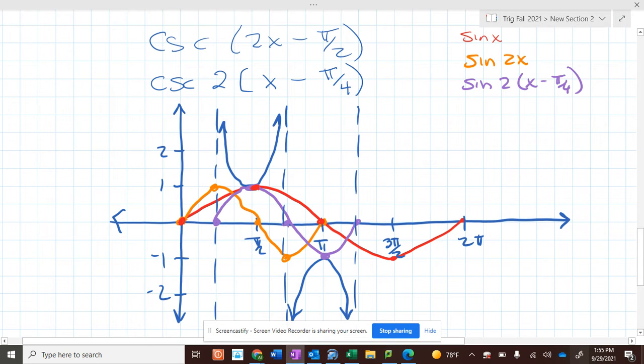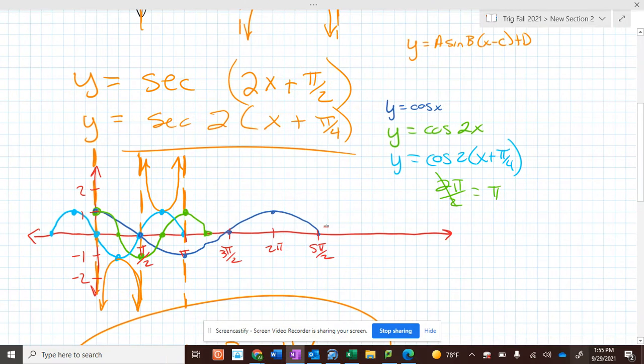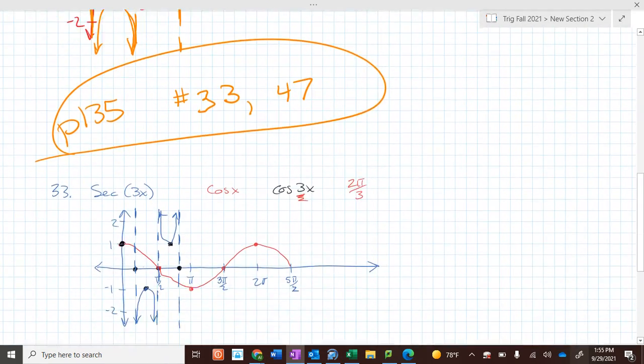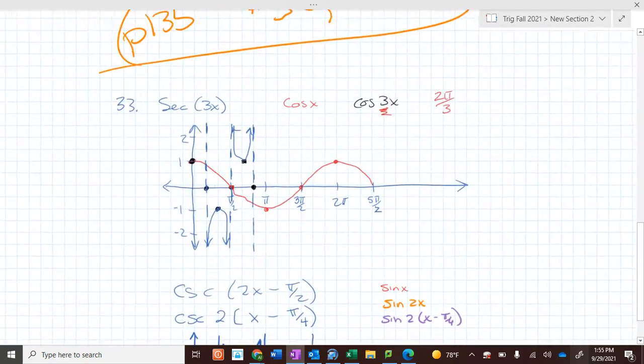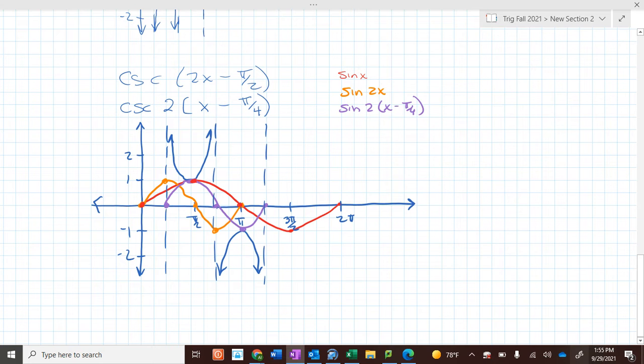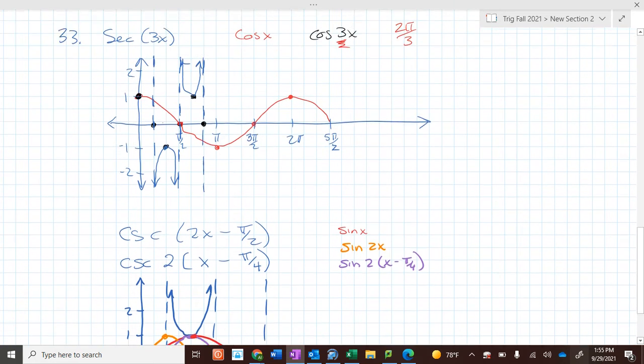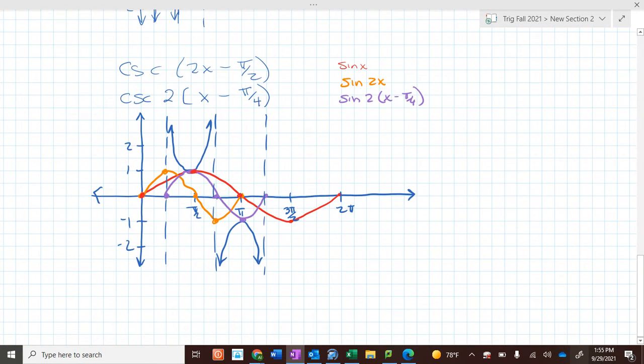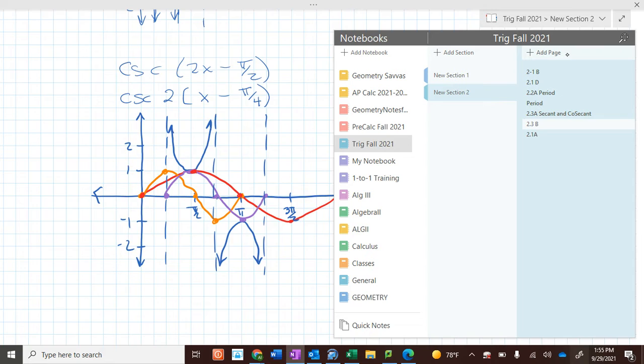So we went over 33, which looks like that, and 47, which looks like that. So if you're gone, you can pause the video to see what they look like. But today we're moving on to tangent.